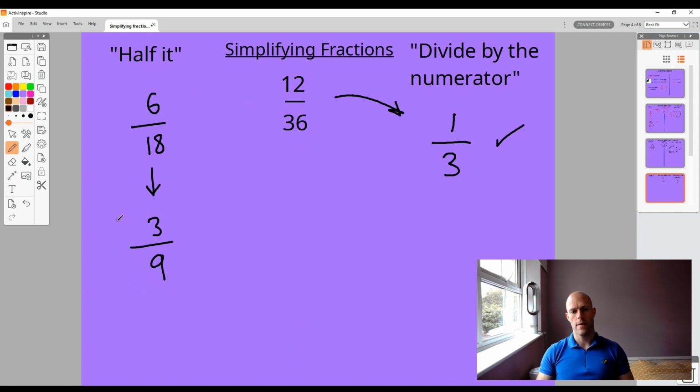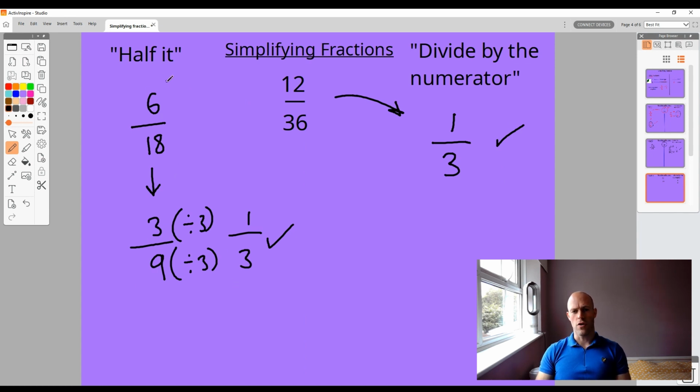that, but you can. And now actually we do need to divide by the numerator. So we know in our head that 3 and 9 are both in the 3 times table, so we're going to divide them both by 3. 3 divided by 3 is 1. 9 divided by 3 is 3. And we get to that final answer.